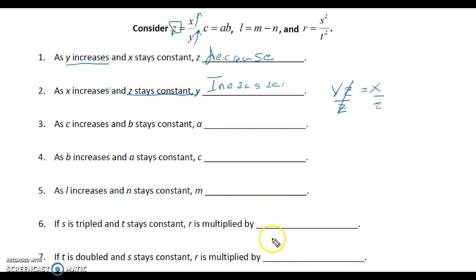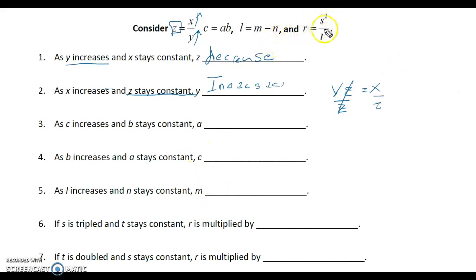Where we add another layer of difficulty is down here in number 6, for example. If s is tripled and t stays constant, then r is multiplied by how much? Now, for 1 through 5, I just simply want an increase or a decrease, but according to the instructions up there, for 6 and 7, I want an actual number. All right, so again, if s is tripled and t remains constant, what happens to r?